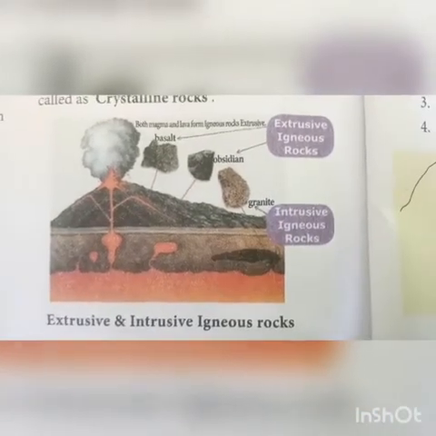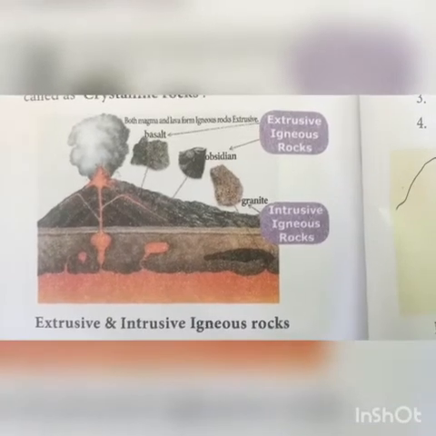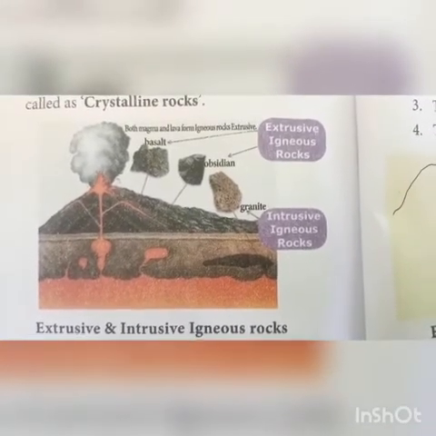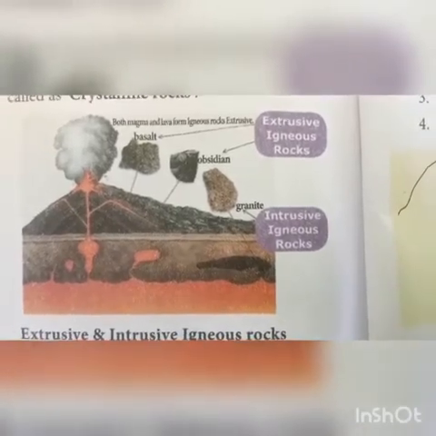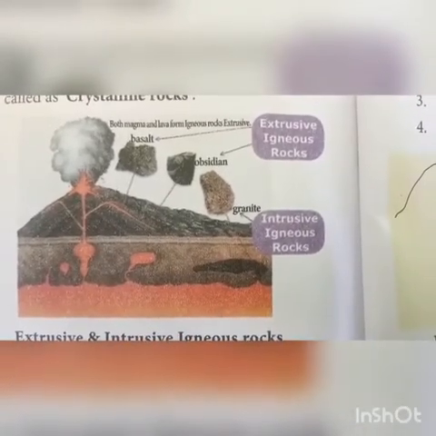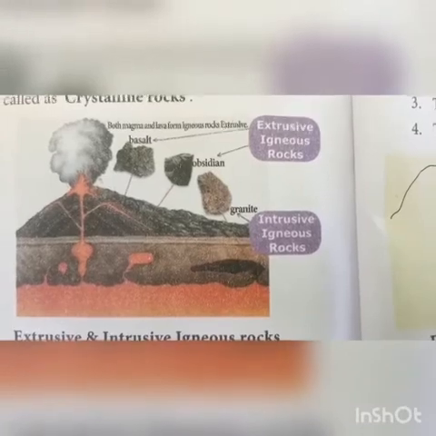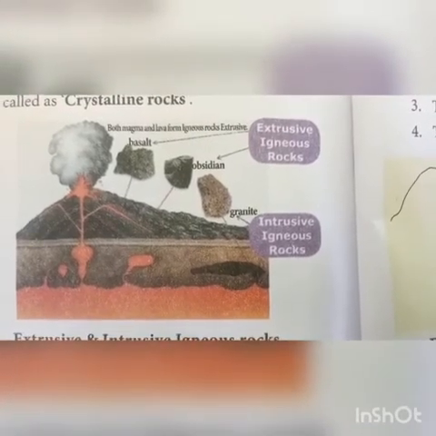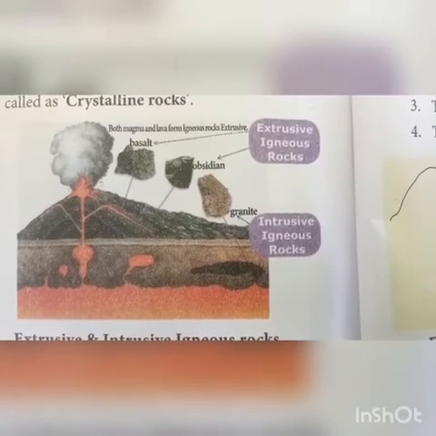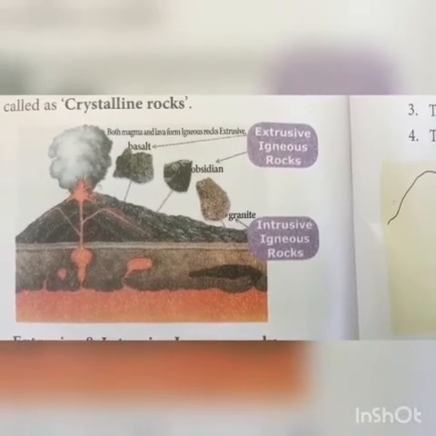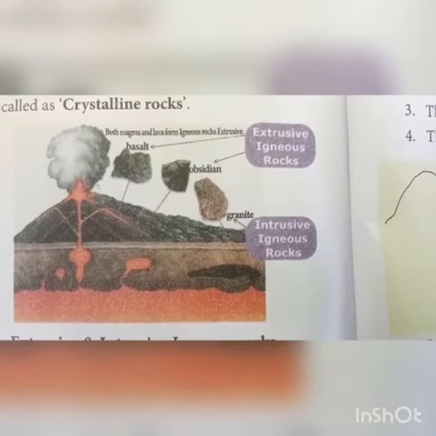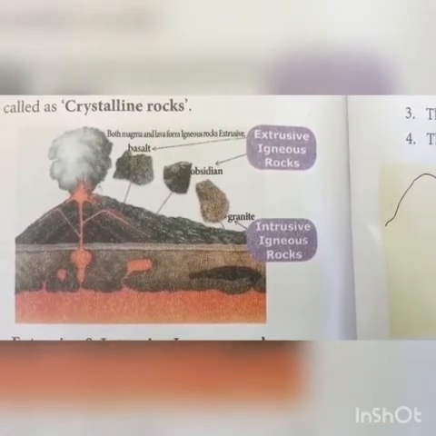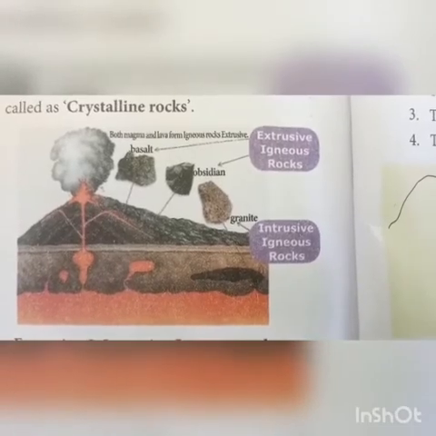Next one is intrusive igneous rocks. The molten magma sometimes cools down deep inside the earth's crust and becomes solid. The rocks formed this way are called intrusive igneous rocks. Since they cool down slowly, they form large grains. Intrusive igneous rocks are of two types. The deep-seated rocks are called plutonic rocks and the ones formed at shallow depths are called hypabyssal rocks.